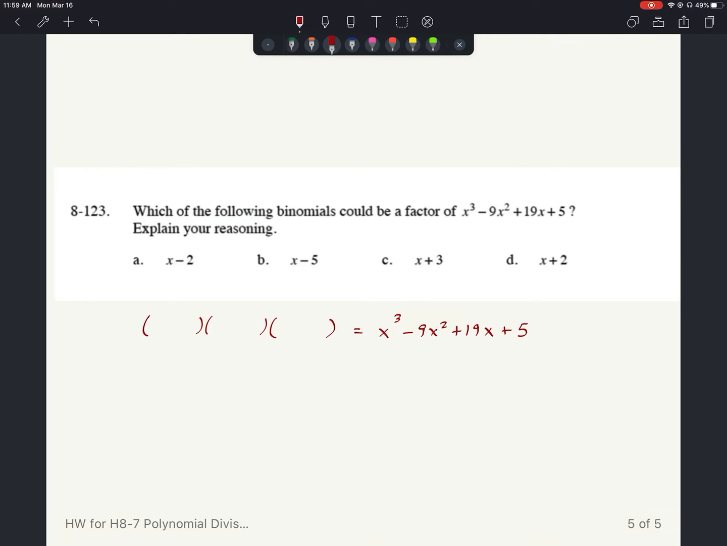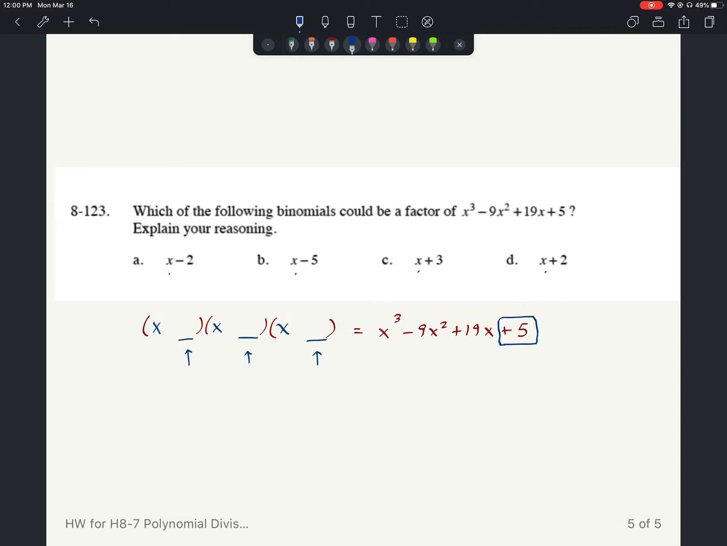we know that they're each going to have an x in the front, so we can't really eliminate anything there. However, the number in the very back, this positive 5, has to be the product of these three numbers. Therefore, we are going to have only factors of 5 in these empty spaces, from when we're multiplying our binomials.